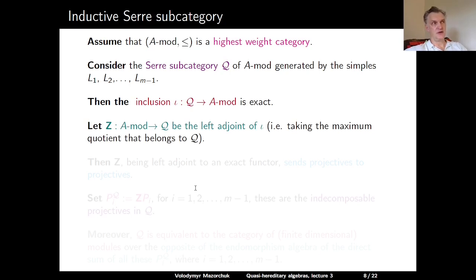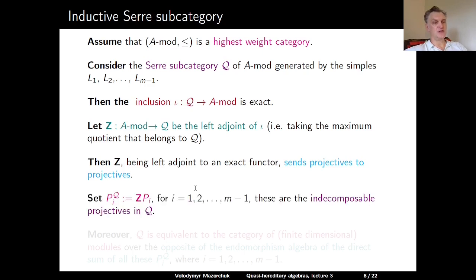So the left adjoint of an exact inclusion is just the taking of the maximal quotient which belongs to our subcategory. So being left adjoint to an exact functor, Z sends projectives to projectives. And so, in order to describe projective objects in our category Q, we take the corresponding projective Pi, where now I is between 1 and m minus 1, in A mod, and apply our functor Z. The resulting module Pi upper Q will be the indecomposable projective cover of Li in category Q.